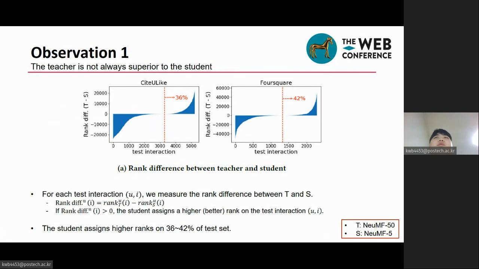For each test interaction, we measure the rank difference between the teacher and the student. The rank difference is rank of teacher minus rank of student. So if the rank difference is bigger than zero, it means that the student assigns higher rank, which is a better rank on that test interaction. It turns out that the student assigns higher, which is better, ranks on 36% of the test set. This is a very significant proportion of the test set.